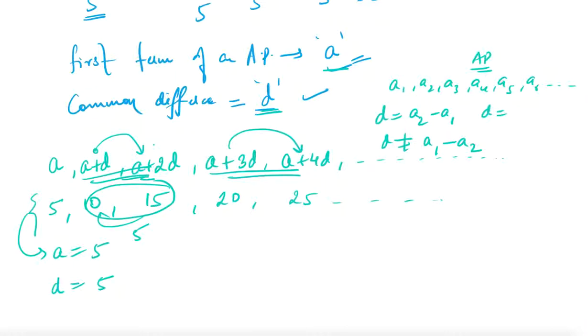Similarly, you can also get d by taking these two terms, a5 minus a4 or a6 minus a5. The greater term should come first. So d is 5.